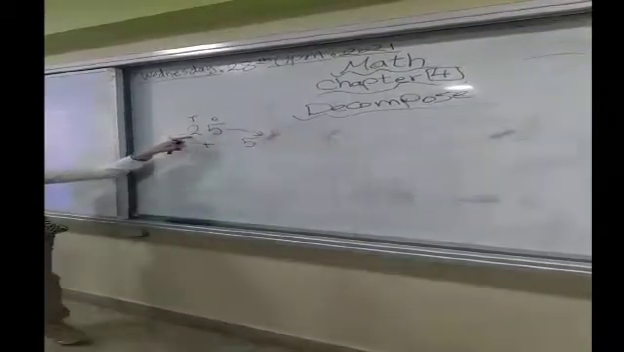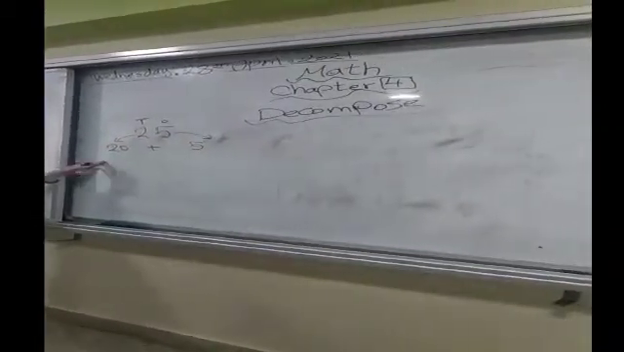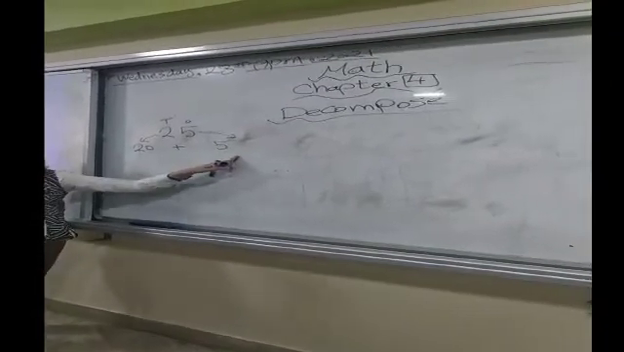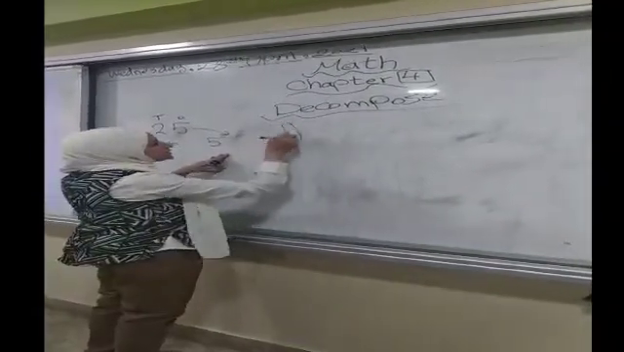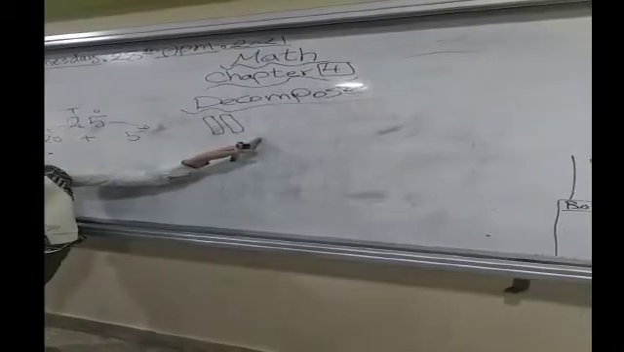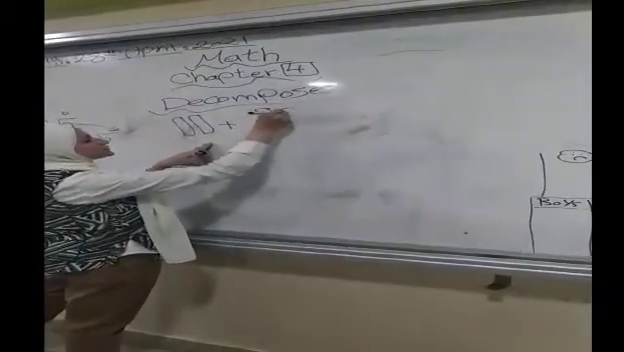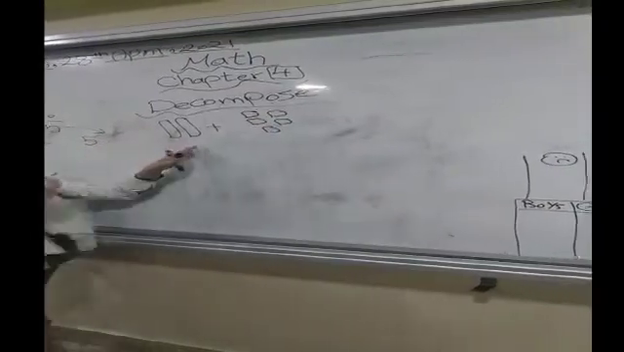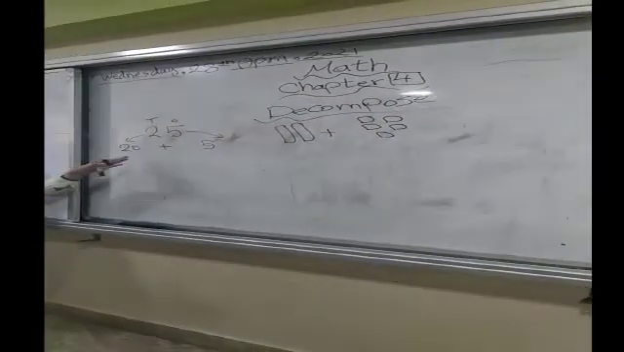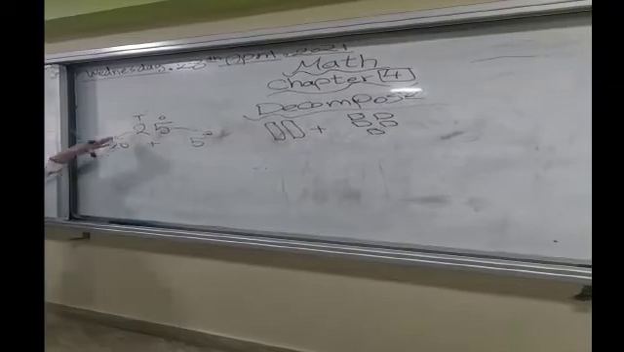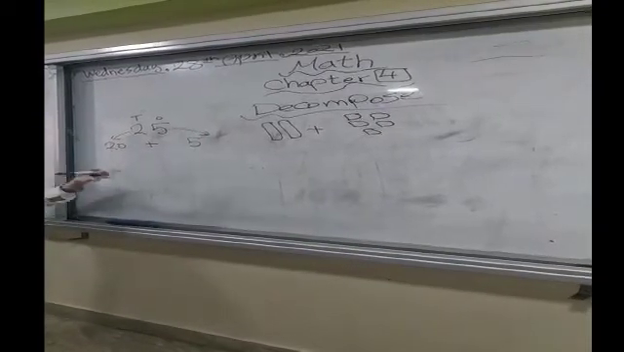So here I break this 25 into two parts: 20 and 5. It means that this 25 will equal what? 20, 2 tens, plus 5 ones. 1, 2, 3, 4, and 5. This is the first way to decompose it. Do you have another way to decompose the same number? Yes, I have another way.